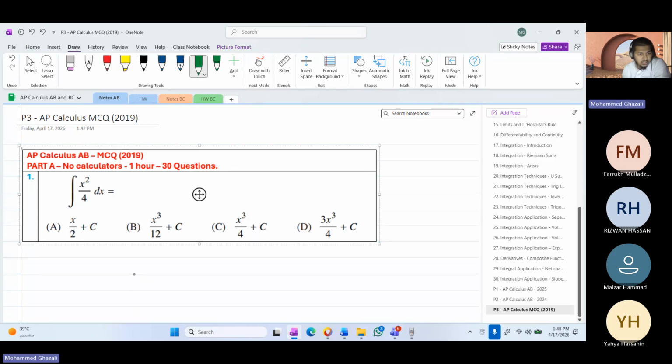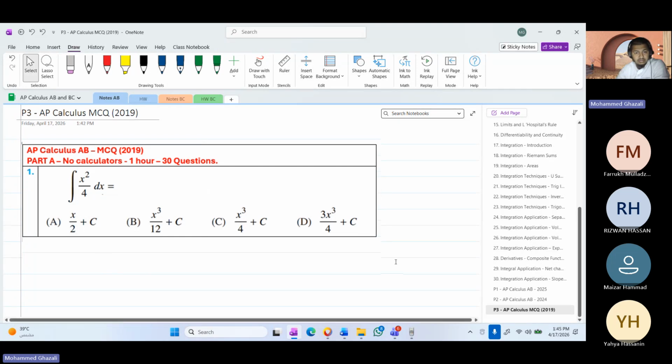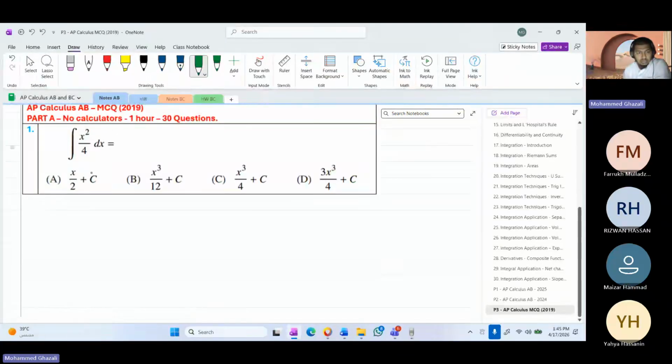So we want to integrate the integral of x squared over 4 dx. Very basic question, you can get this one quickly. Leave the quarter as it is. We add 1 to the power and divide by the same power. So x cubed divided by 3 plus c.